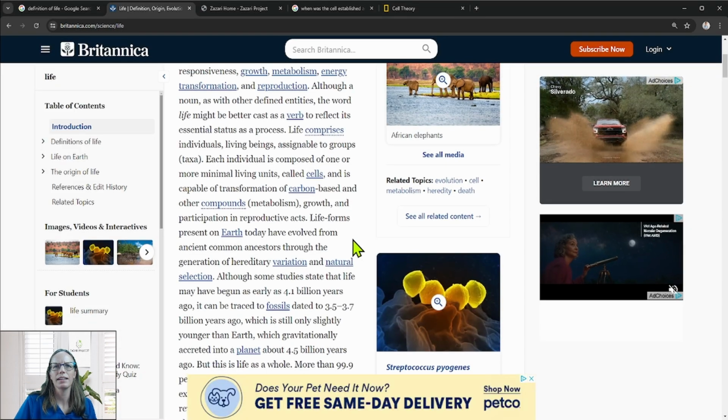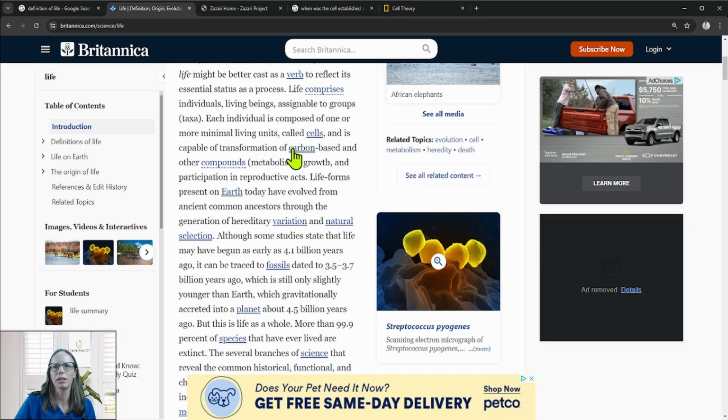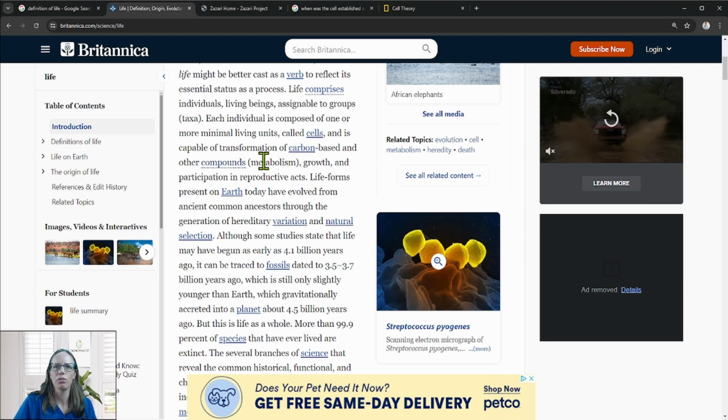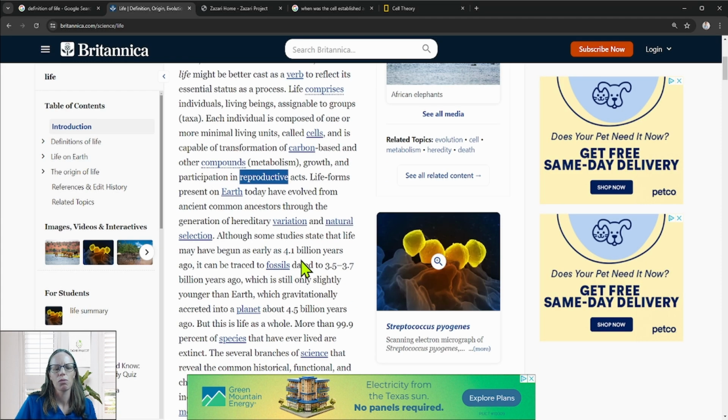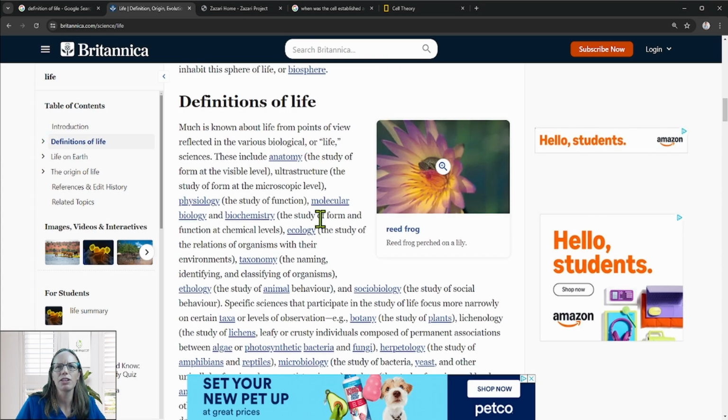Returning to Britannica, life is capable of transforming carbon-based and other compounds, which is metabolism. Again, we're looking at what it does. It's capable of growth and participating in reproductive acts. Life has this strange ability to create. Why can matter that is living do that? And here we are, the definitions of life.